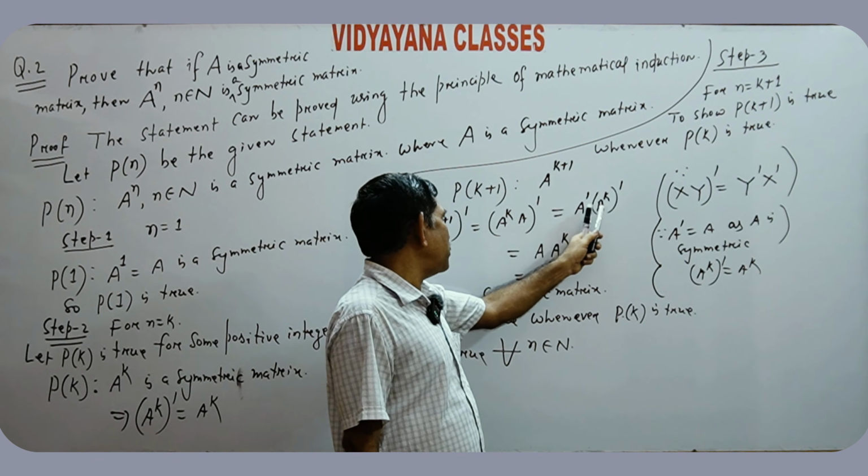Transpose of A to the k is equal to A to the k by the given hypothesis. A into A to the k is the same as A to the k plus 1. This implies transpose of A to the k plus 1 is equal to A to the k plus 1. Yes, A to the k plus 1 is a symmetric matrix. Therefore, Pn is true for all n belongs to capital N.